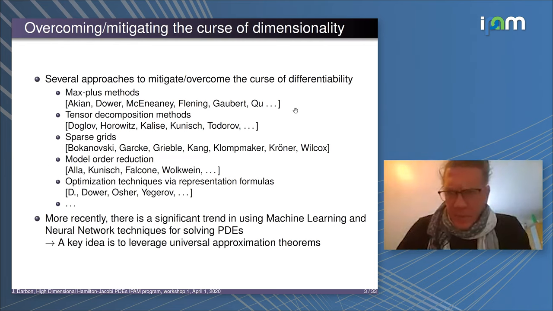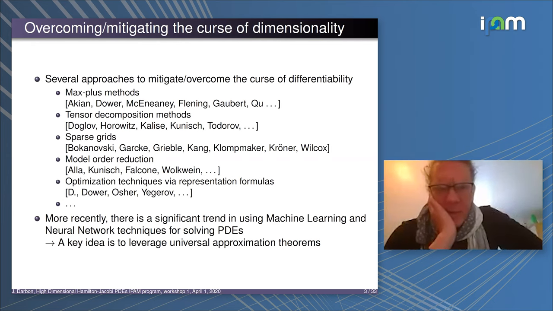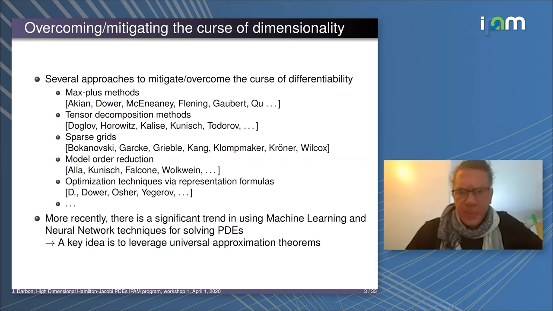More recently, there is a trend in using machine learning and neural network techniques to solve PDEs. Not only Hamilton-Jacobi PDEs, but PDEs in general. And we saw some talks related to that in this workshop. One of the main theorems used for this work is the universal approximation theorem. Roughly speaking, it says that if you give me a big enough neural network and a function that lives in a nice functional space, then your neural network can approximate this function as close as you want.